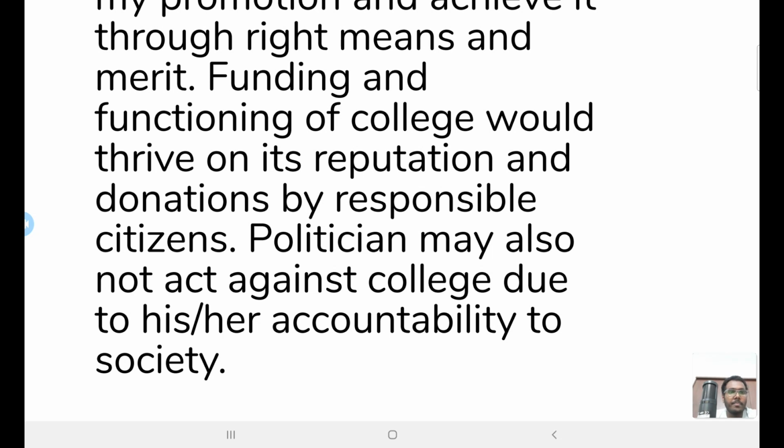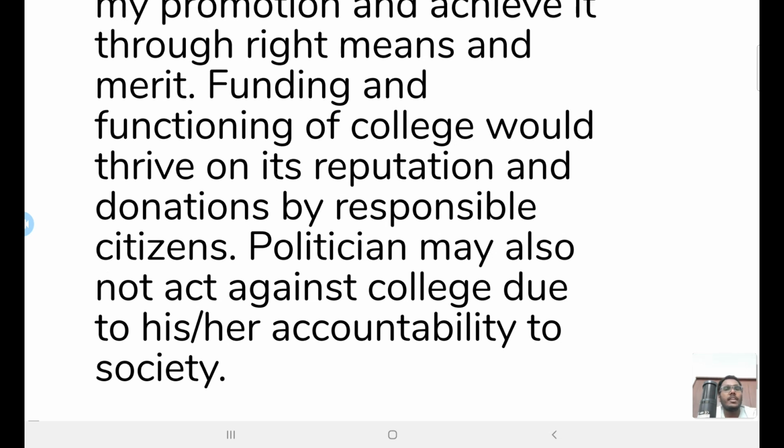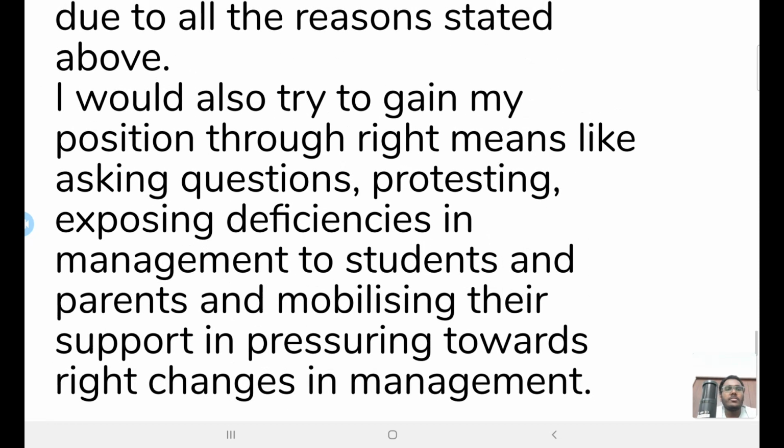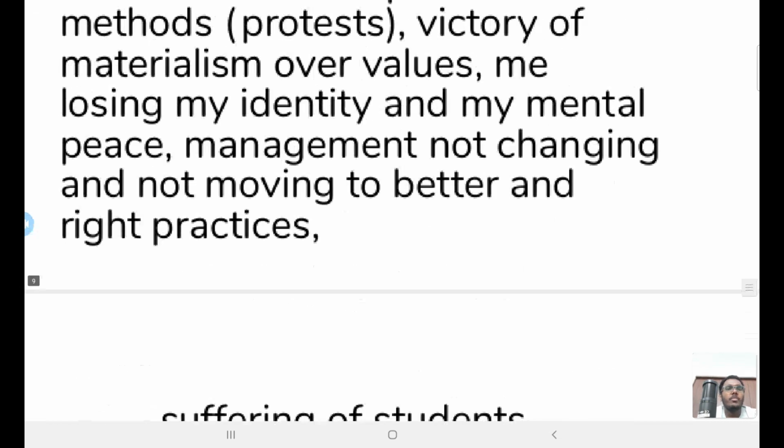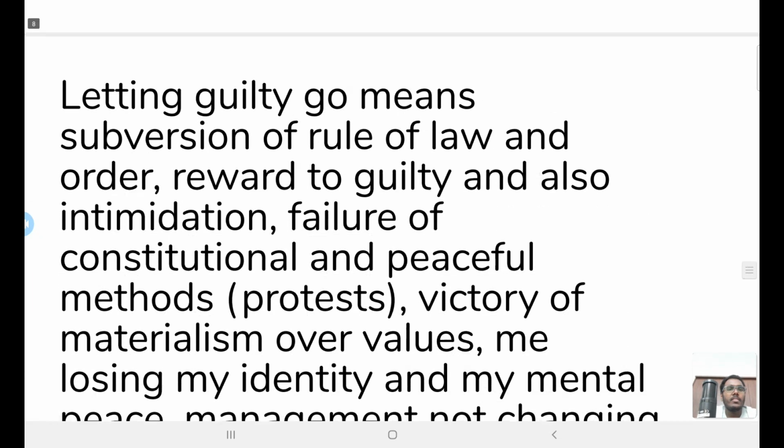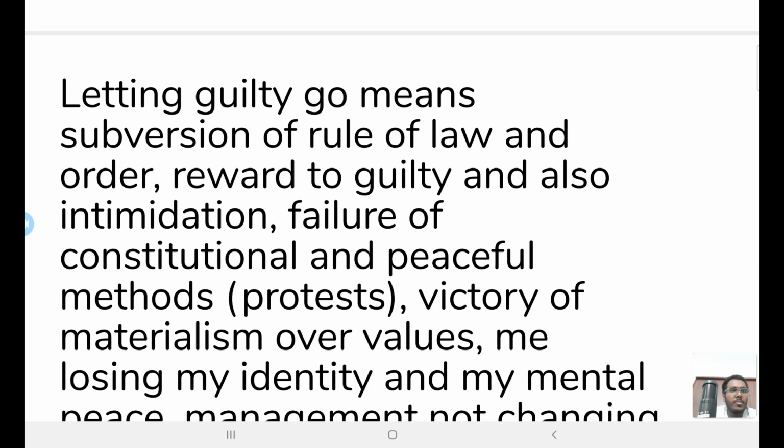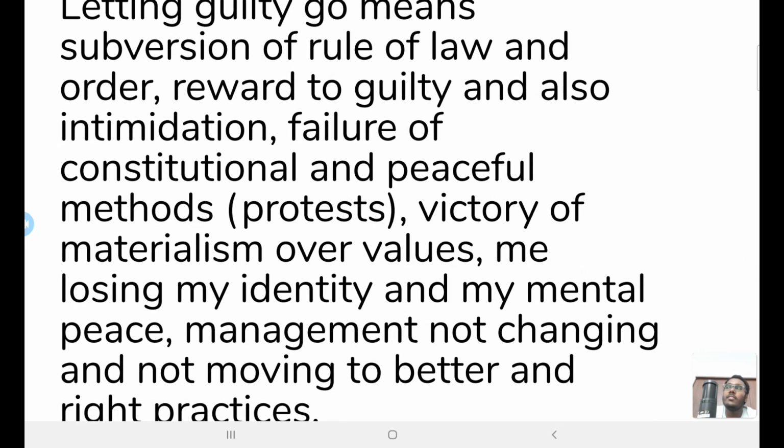So as we see, we live in a society where you would also get your job. It's no big threat, you would definitely get the job, and you will also have a lot of means, right means, as I have shown here, to get your job. And then your job will be more secure and your position will be much better than earlier. Then you would also be avoiding all the problems. If you let go of the guilty, then you will be facing a lot of problems, but even these problems you would be avoiding.